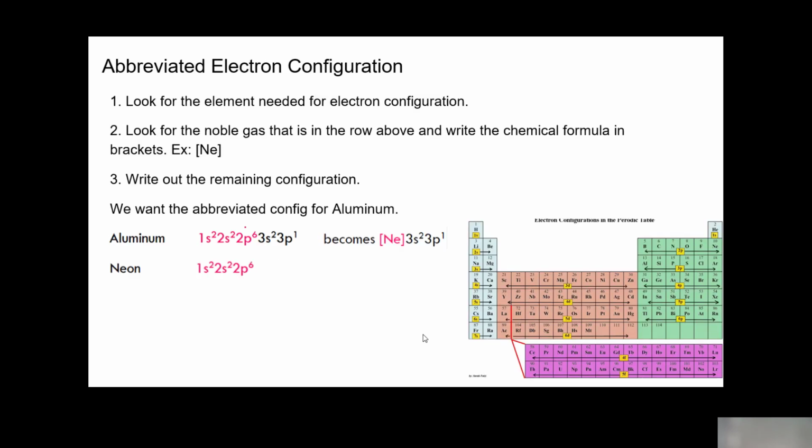So abbreviated configuration. There is a much simpler way to write these out, but you have to know both. So I'm not letting you slide. You have to definitely know both of these. So let's say we want aluminum. We want aluminum, and aluminum's right here. But what we have is neon. So let me explain this last section here.